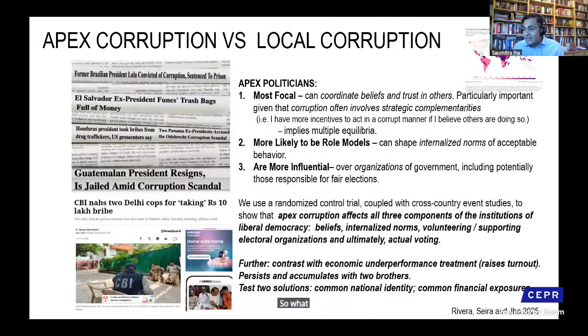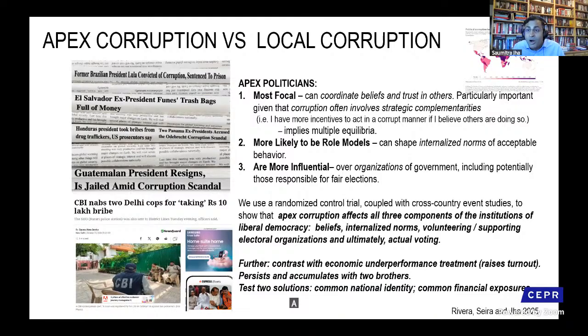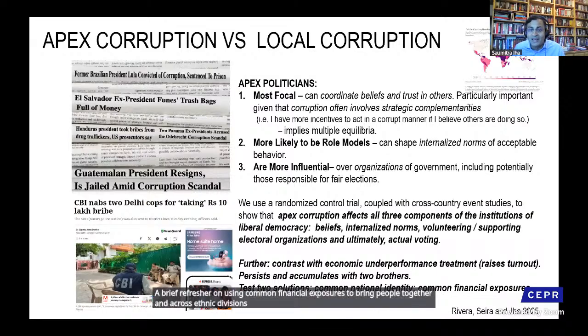So what we do in this study is we use a randomized control trial coupled with cross-country event studies to show that apex corruption at the very top affects all 3 components of the institutions of liberal democracy: beliefs, internalized norms, volunteering, support for electoral organizations, and ultimately actual voting. And we're going to contrast that with mere underperformance, as well as testing 2 solutions. One is based on the nation-building literature, how to build a common national identity in an ethnically diverse environment. And the other, as we mentioned in the last class, and I will give you a brief refresher, is using common financial exposures to bring people together across ethnic divisions and ethnic lines.